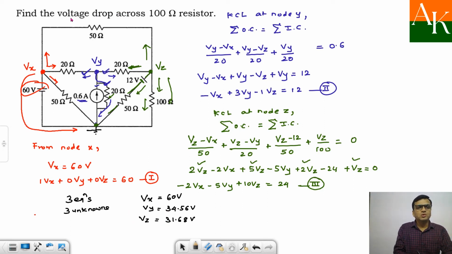They are saying find the voltage drop across 100 ohm. Now 100 ohm is connected between the node and the reference node over here. So the voltage across 100 ohm can be written as the voltage at node Z. So that turns out to be 31.68 volt.